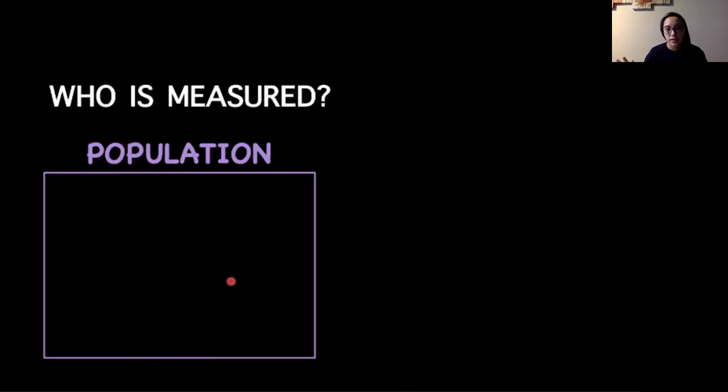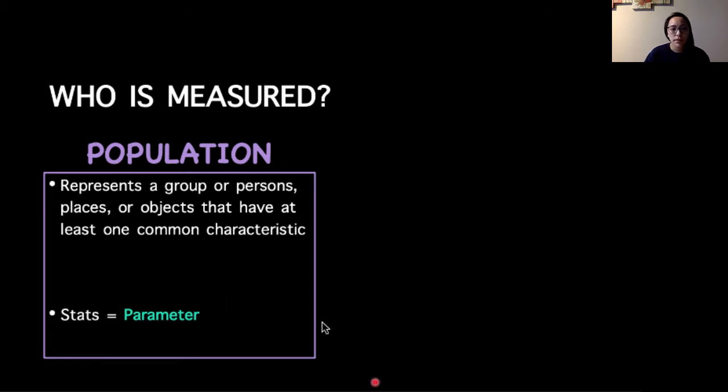When we collect measurements, we have to look at who we're actually collecting. So in statistics, we have to make a very clear distinction between the population and a sample. A population represents a group of persons, places, or objects that have at least one common characteristic. We could say, I want all of the students from Cal State Long Beach. That would be considered a population.